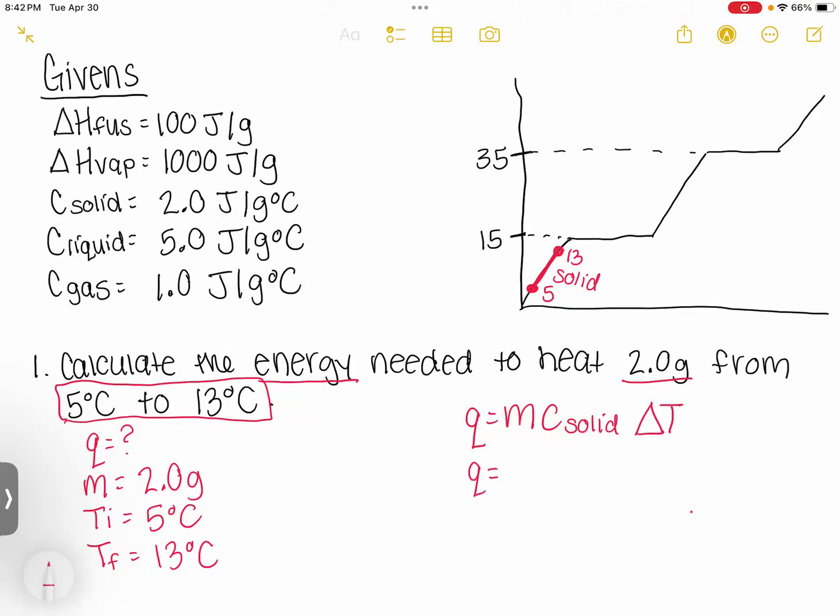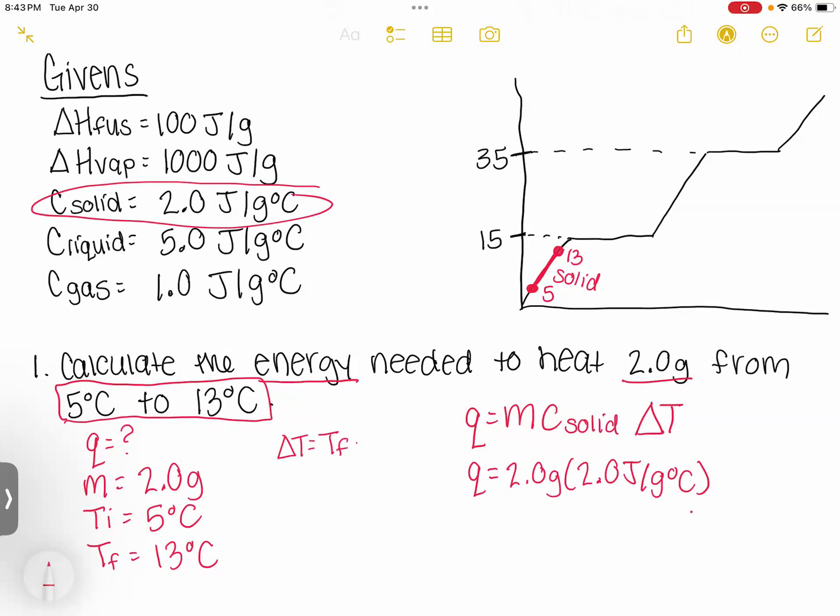Once you figure out the equation, all you have to do is plug in your variables and solve. So my mass is 2 grams. Specific heat of the solid, 2 joules per gram degree Celsius. And then we are going to multiply that by the change in temperature, final minus initial, 13 degrees Celsius minus 5 degrees Celsius, delta T, 8 degrees.